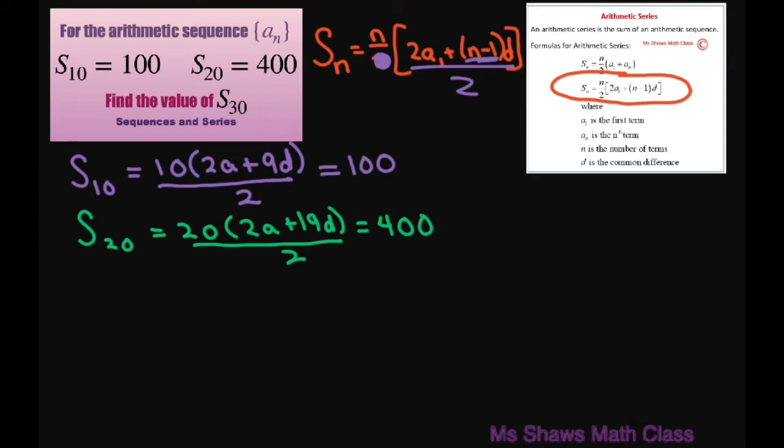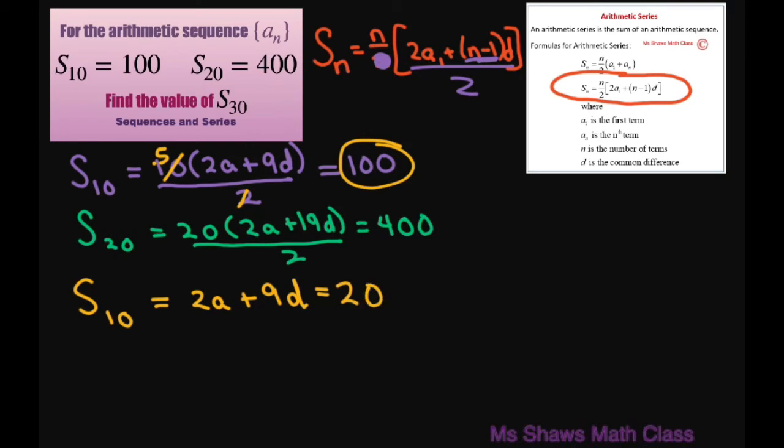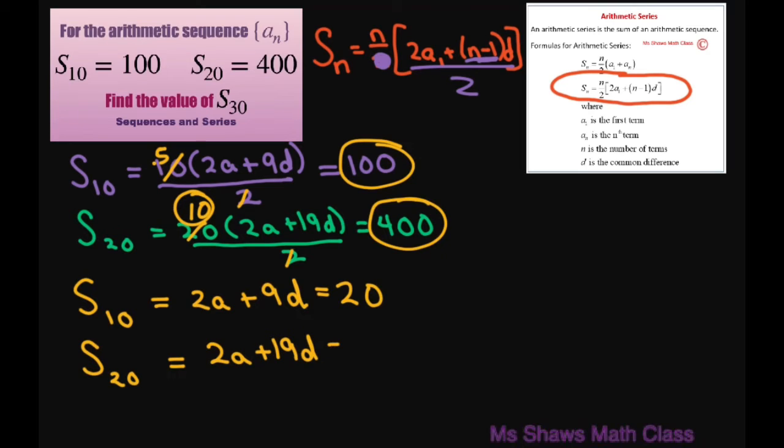Now simplifying this, this is going to be 5. And if you divide both sides by 5, you're going to get s sub 10 equals 2a plus 9d equals, and I'm dividing 100 by 5, you get 20. Do the same thing here. This is going to be 2 goes into 20 10 times. Divide both sides by 10, and you're going to get s sub 20 equals 2a plus 19d equals 40.